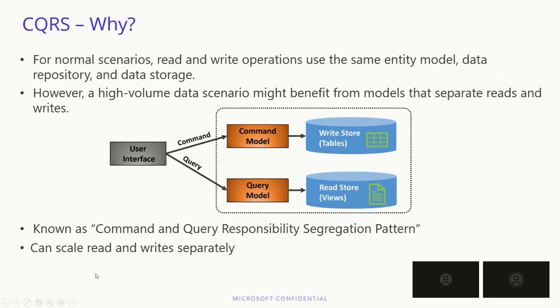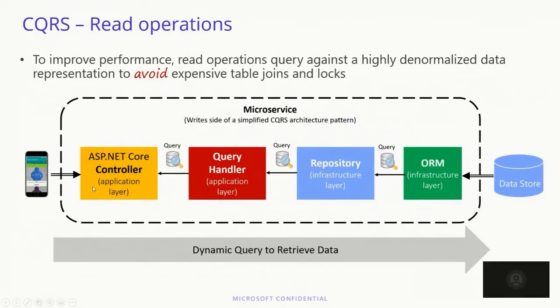This is known as CQRS, or command and query responsibility segregation pattern. This gives us the ability to separate our reads and writes and scale our reads and writes as well. So here's a read operation in CQRS. A client request calls the controller and says, I need to get information about an order. We're going to typically call a query handler. The query handler calls a repository. We use an ORM, but we're basically querying the data store.